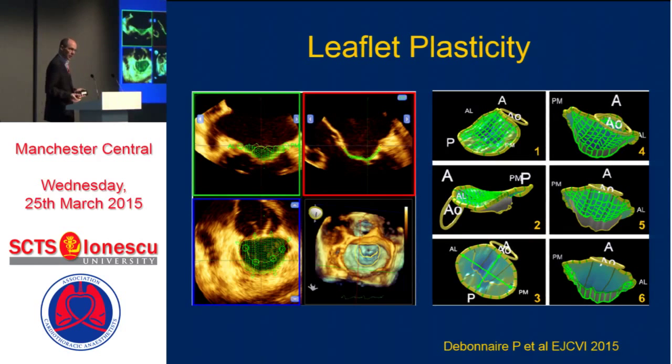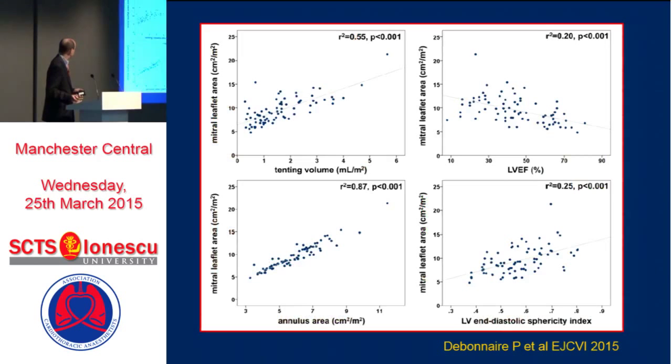You can make complex 3D assessments of the valve. You can also relate the size of the mitral valve leaflet area to various other parameters. So it's recognised that your leaflet area is bigger with increased tenting volume. It relates to ejection fraction. It relates to annulus area. And it relates to left ventricular remodeling. So what this means, there is the capacity, the leaflets increase. If you have functional mitral regurgitation, your mitral valve leaflet area isn't static, it can increase.